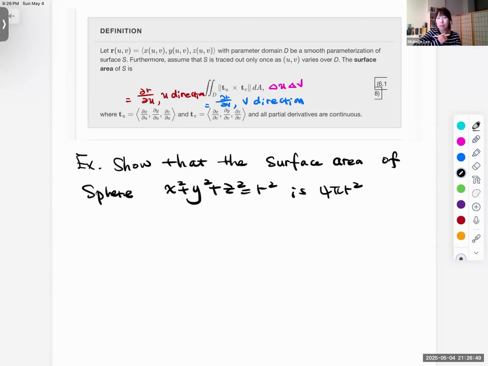Okay, so we have an example showing that the surface area of the sphere x squared plus y squared plus z squared equals r squared is 4 pi r squared.